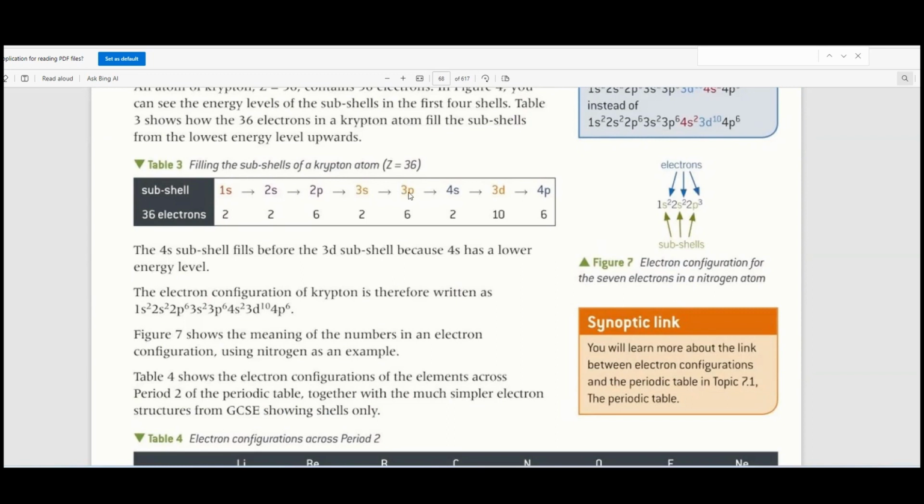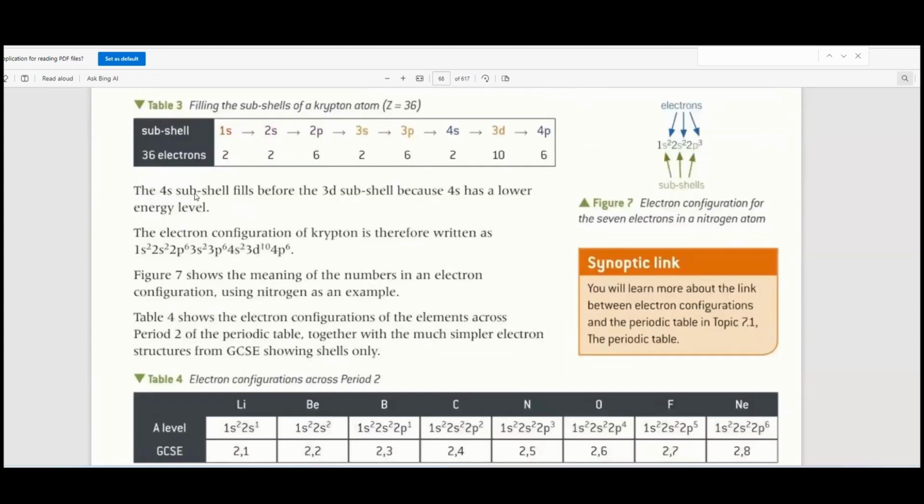But you also know that D has higher energy than 4S. So 4S will be filled first, then 3D, and after that 4D. So just keep this. The 4S subshell fills before the 3D subshell because 4S has a lower energy level.